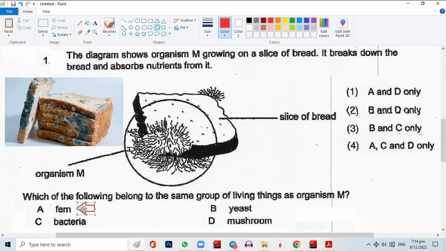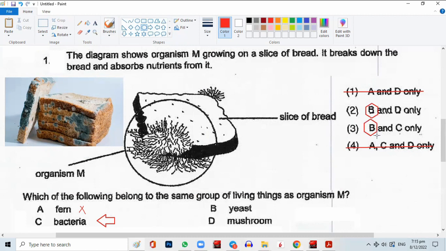So you cannot pick A. Anything with A, in this case, is wrong. We will eliminate number one, because it's A there. We cannot pick a fern. So anything with A, I eliminated. So you see what I'm left with? Options B and D, and B and C.